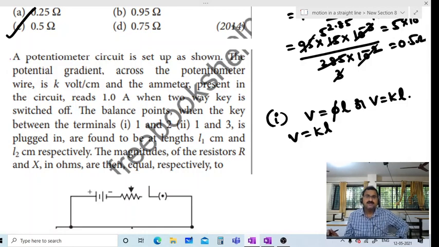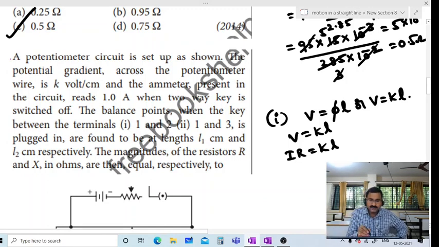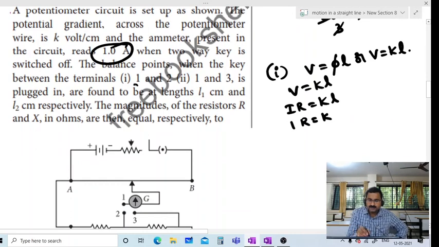Then in the first case, when 1 and 2 are closed, they are asking the magnitude of the resistor R only. So in the first case, V is equal to IR, that equals K into L only. Now the I value they given is 1 ampere only. So 1 into R is equal to K into the first case balancing length they given there. When 1 is closed, it means L1 centimeter. So therefore R is equal to KL1. That is the first case.